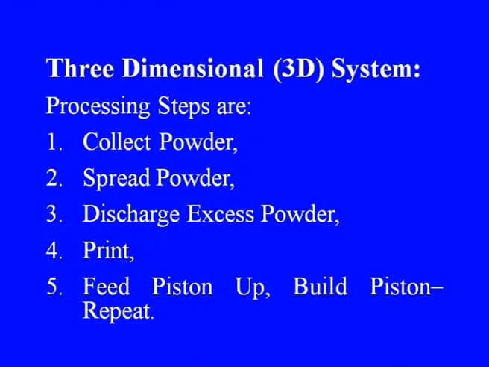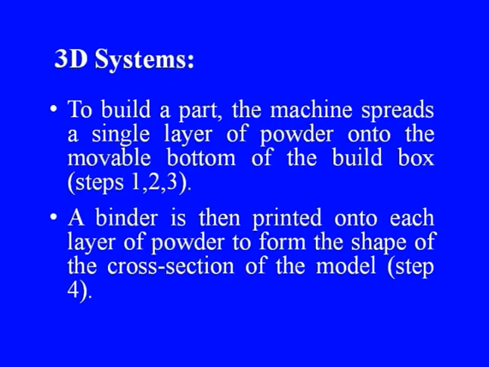Then another process, that is the three-dimensional printing system. Let us discuss the steps involved in this process. In this 3D process of rapid prototyping, the first step is to collect the powder, spread the powder in the desired shape, then discharge excess powder, then print, then feed piston up, build the piston, and repeat the system. To build a part, the machine spreads a single layer of powder onto the movable bottom of the build box. Then a binder is printed onto each layer of powder to form the shape of the cross section of the model.